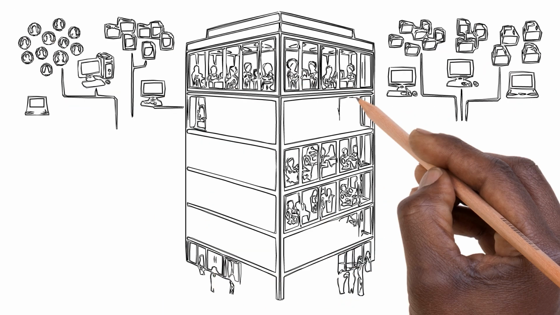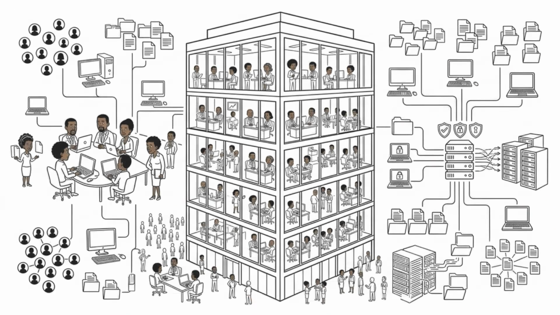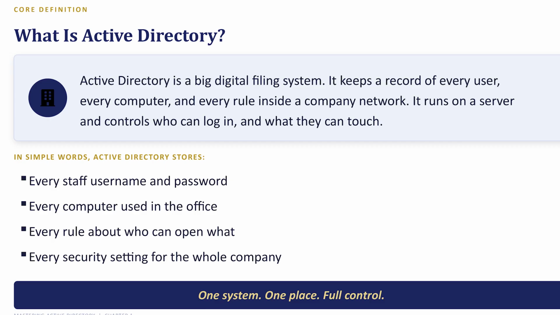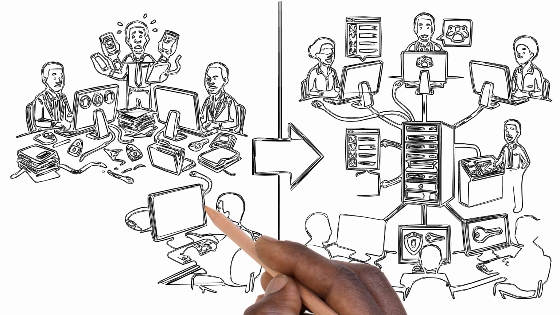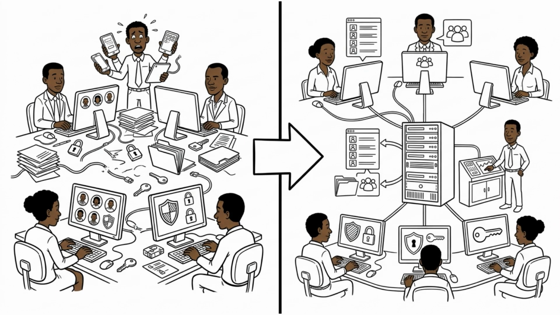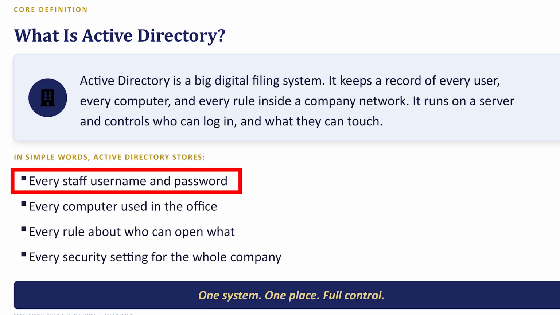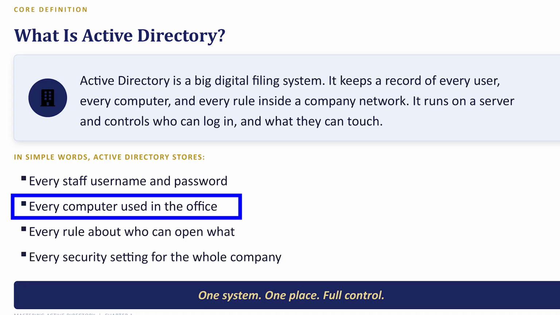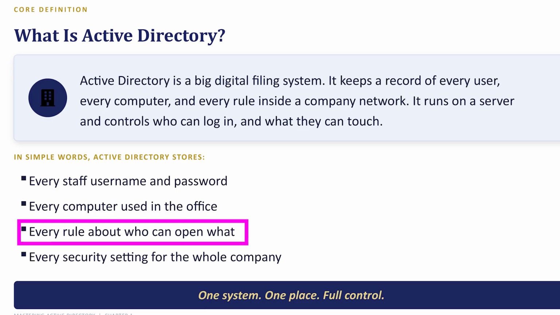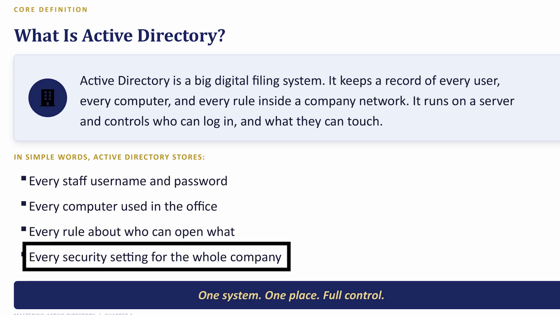Imagine a company has hundreds or thousands of employees, okay? The company needs to know who these employees are, what computers they are using, what their usernames are, what they are allowed to access, what security rules should apply to them, and what security settings should exist across company computers. You cannot manage all of this efficiently by simply keeping information separately on every computer. No, that is why the slide says Active Directory keeps records of every staff username and password, every computer used in the office, every rule about who can open what, and every security setting for the whole company.